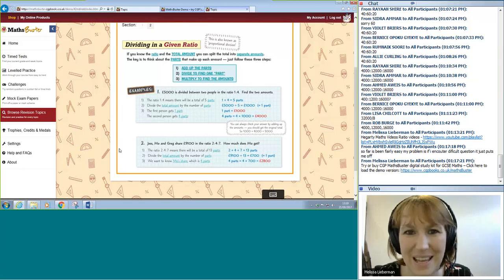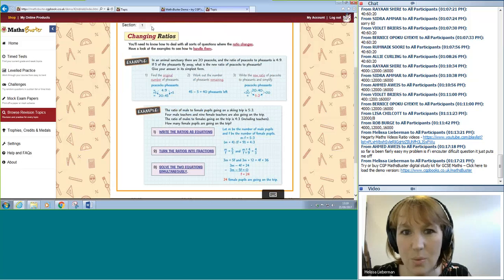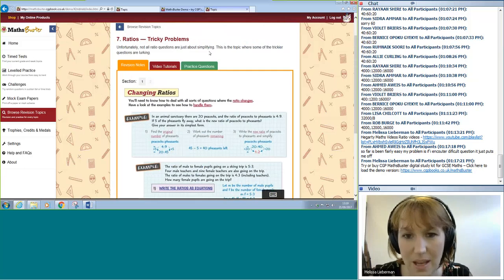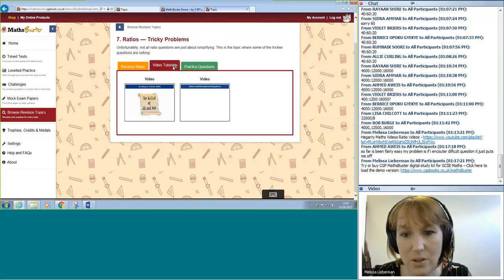And then we've got section 2, which is changing ratios. Now, some of these are a little bit more difficult, so the one underneath involves some algebra, but this is from the higher tier book, so you should be able to do the first part of these. So let's have a look at a few questions. There's also videos in here, so if you're using the demo version, have a look at the videos. There's a video for dividing in a given ratio, and there's ratios and simultaneous equations, which is a much more advanced topic if you're doing higher tier.